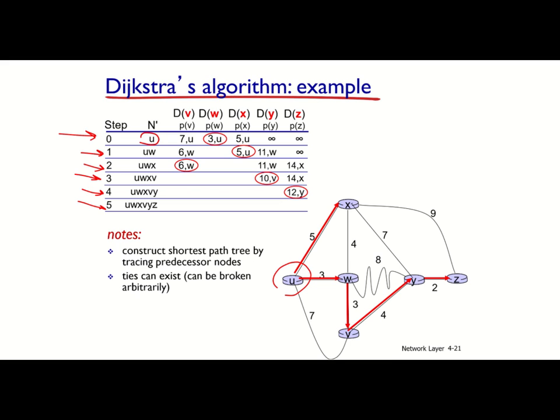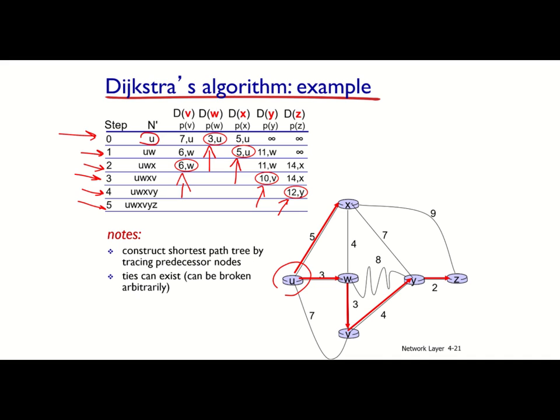And as you see, the least cost path from u to v has cost 6. The least cost path to w has cost 3, and the least cost path to x has cost 5. The distance between u and y is 10. The distance between u and z is 12. And these numbers are the minimum possible values. You cannot find any shorter path.